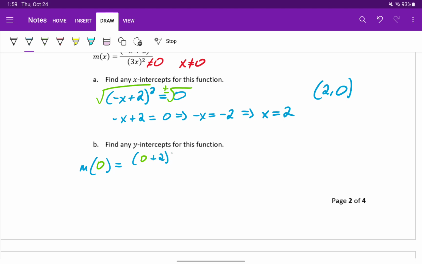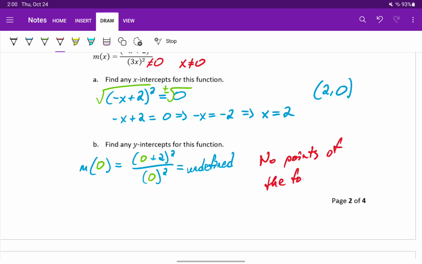To get 0 plus 2 squared all over 0 squared. This result doesn't exist. It's undefined, or actually more specifically 0 divided by 0 is referred to as indeterminate. But it's enough for us to know that we can't divide by 0, so this doesn't lead to a solution. We found this out algebraically, but we could also do this a little bit more intuitively. Since we know x can't equal 0, that means there are no points of the form (0, y). A point like that can't exist because x equals 0 is outside of our domain. So in this case, we would say DNE, or does not exist.